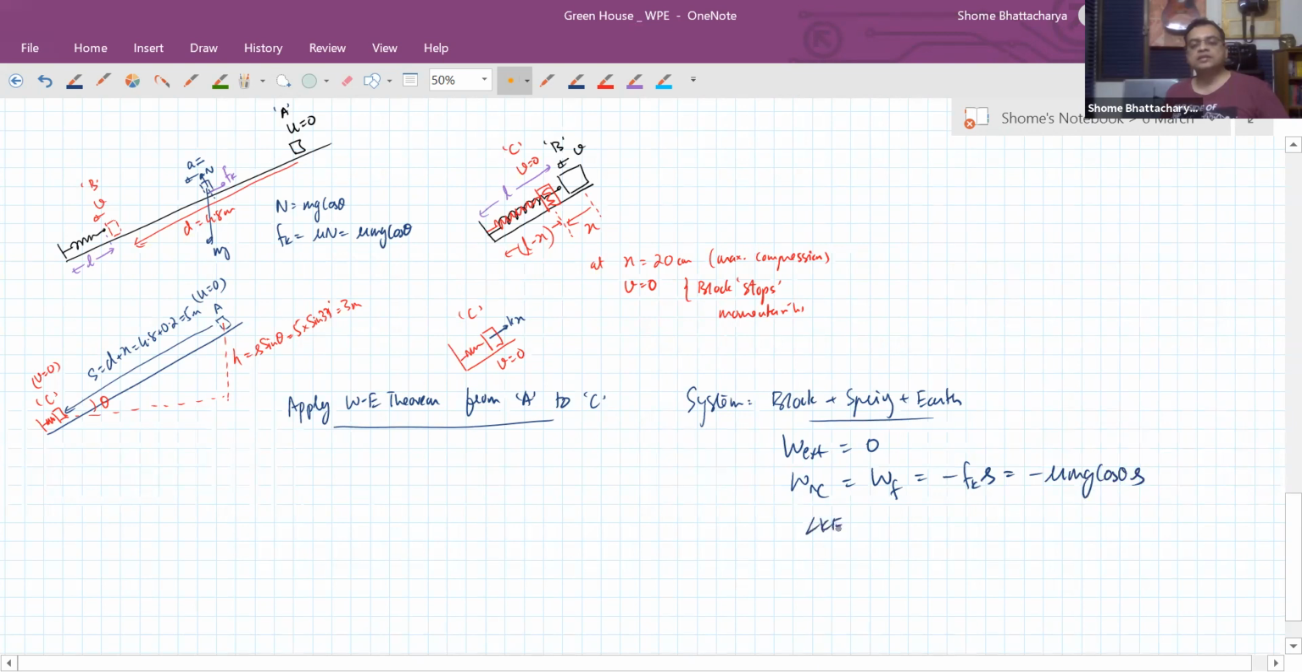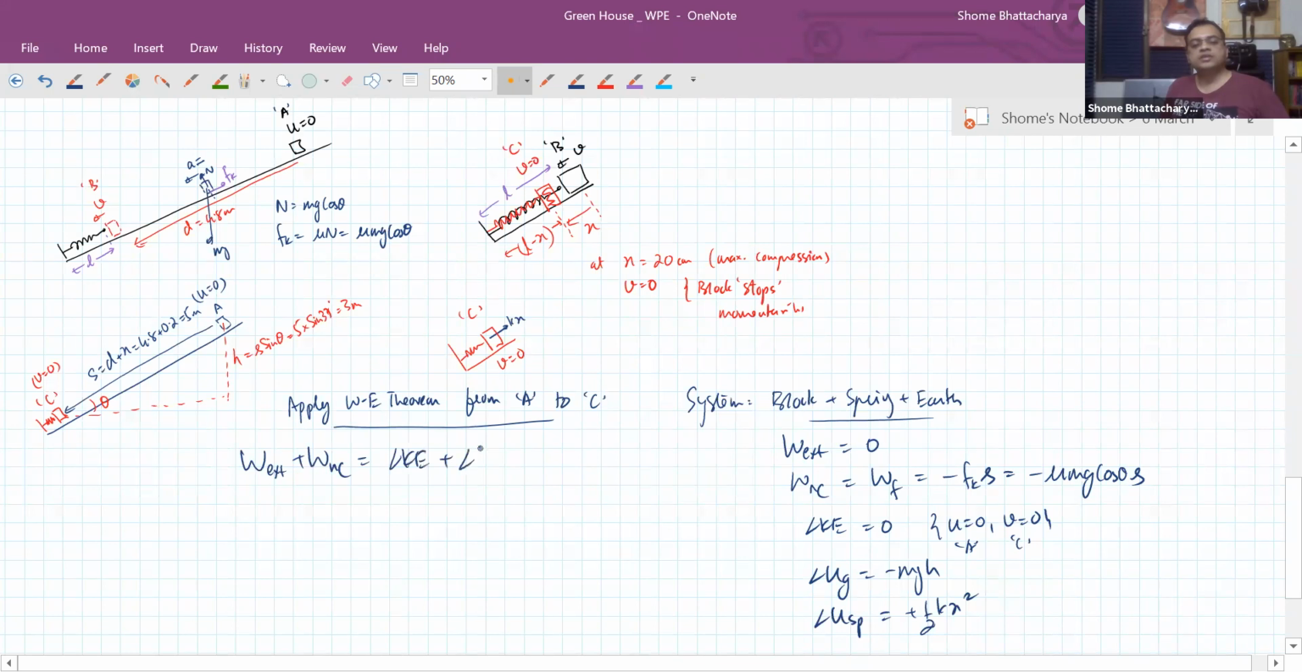Okay. And there is change in kinetic energy, but that's also zero, because u is 0 and v is 0 at A and at C. Change in gravitational potential energy is minus mgh, and change in elastic potential energy of the spring is plus half kx square. So work energy theorem, work done by external plus work done by non-conservative, is change in kinetic energy plus change in potential energy. So here it is the sum of two potential energies. Okay. So this is 0, but this is minus mu mgs. This is 0, this is plus half kx square, and this is minus mgh.